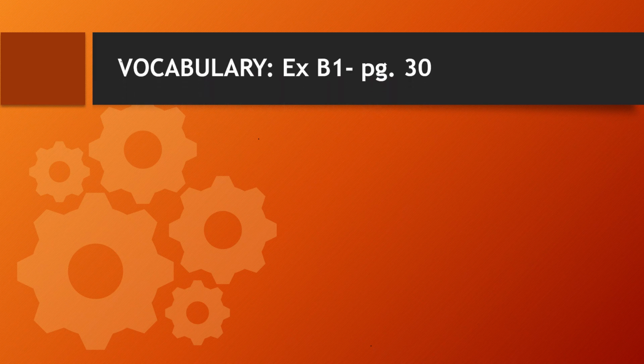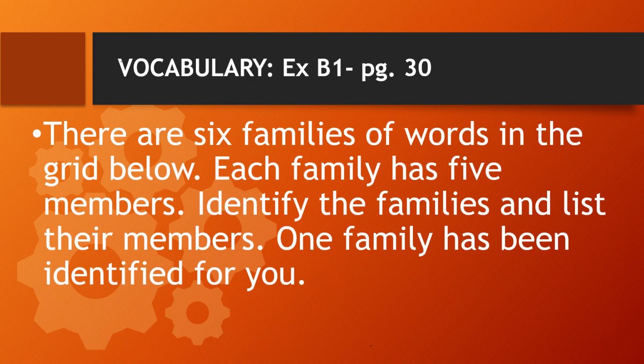We are going to start with exercise B1 today, which is on page number 30. It's a part of vocabulary. This exercise says there are 6 families of words in the grid below. Each family has 5 members. Identify the families and list their members. One family has been identified for you.